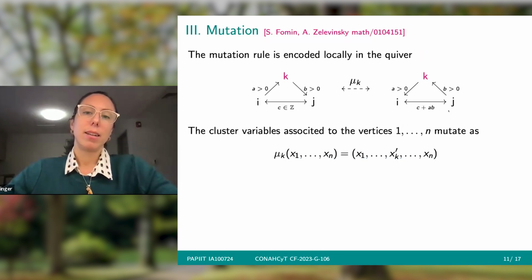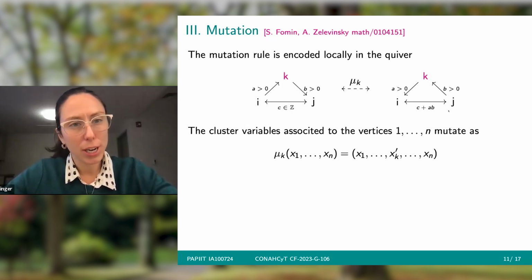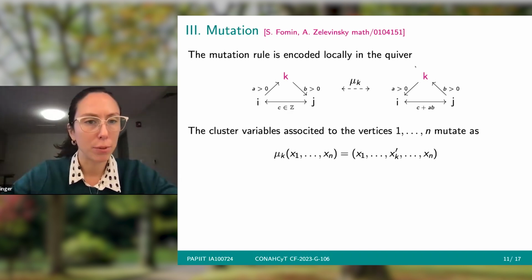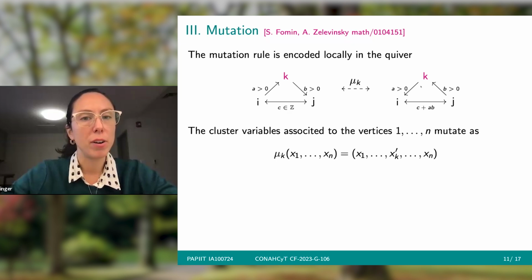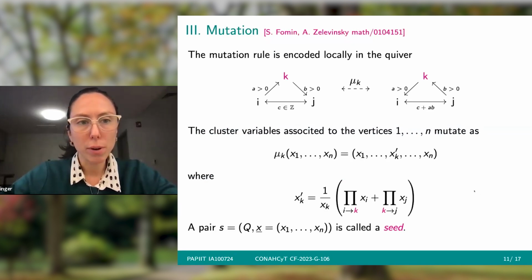And the second ingredient of the mutation is a change of variables. So I would change cluster variables to every vertex in the quiver. And after mutation, I will replace exactly the variable that was associated to my kth vertex. And the way I replace it is also encoded in the quiver.